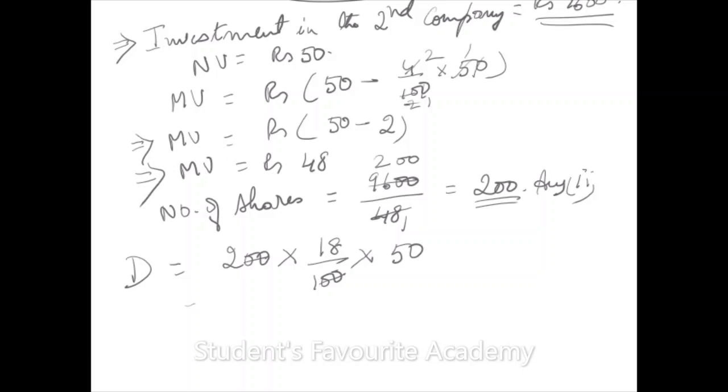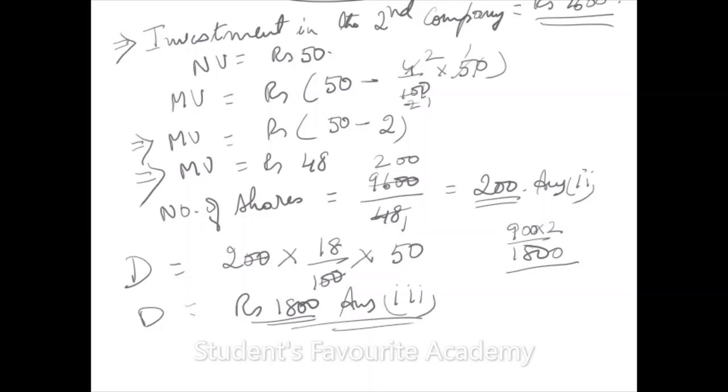Right? So you are left with 18 5s are 90. Sorry, 18 5s are 90 and this 0, 18 into 15. So 900 into 2, so 1800. So dividend is rupees 1800. So this is your answer. Okay, clear?